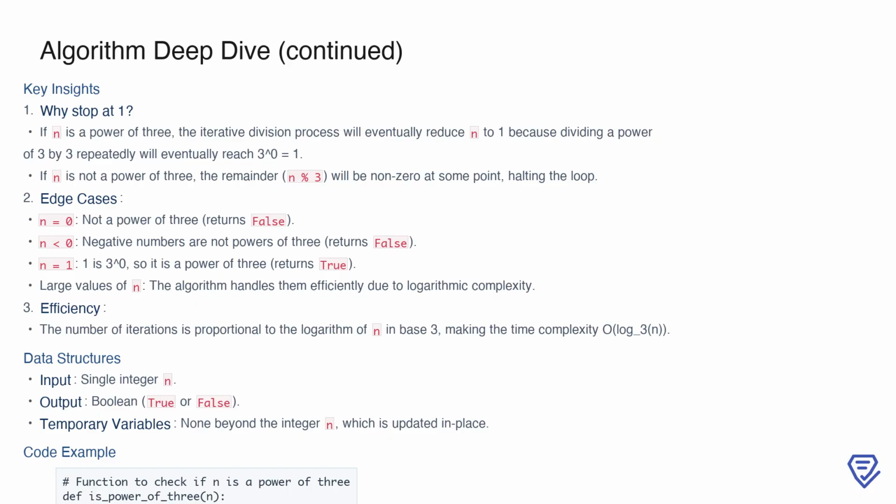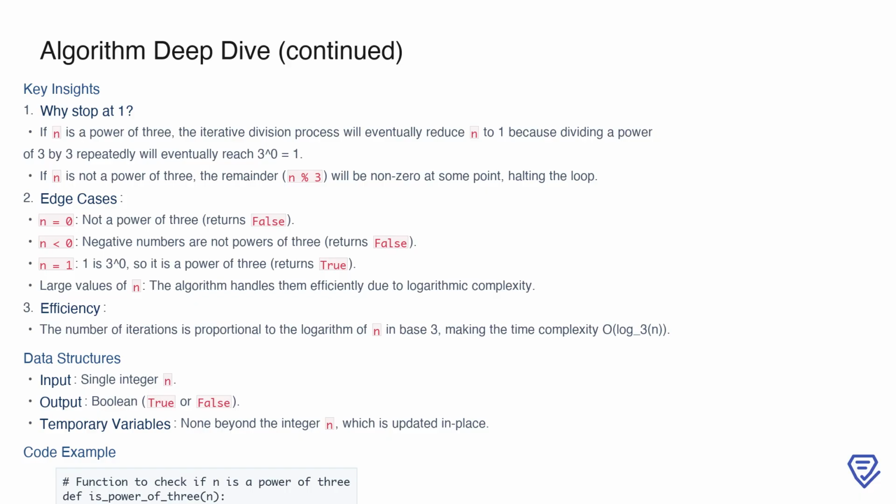Additionally, we need to consider edge cases. For instance, if n is 0, it's not a power of 3 because powers of 3 are strictly positive, so we return false. Similarly, negative numbers cannot be powers of 3, so we return false for any n less than 0. On the other hand, if n is 1, we return true because 1 corresponds to 3^0, which is a valid power of 3.